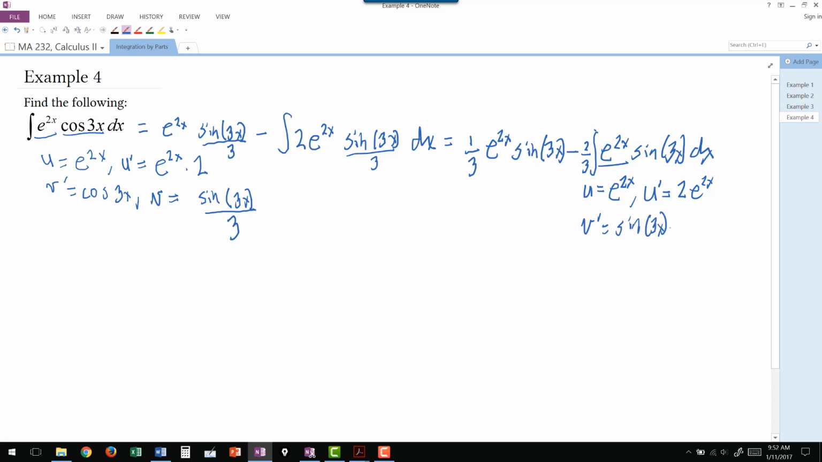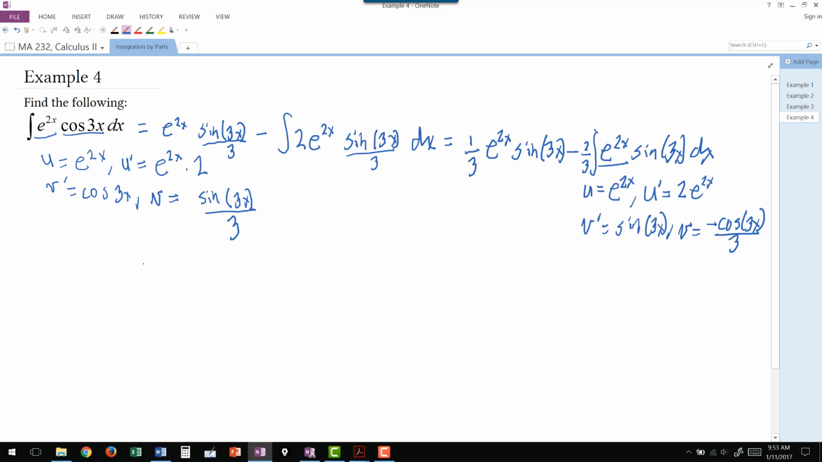I have to integrate v prime and keep in mind the chain rule. So that's going to be a minus cosine 3x divided by 3. All right, so I'm going to start a new line where I will apply the parts formula for a second time.